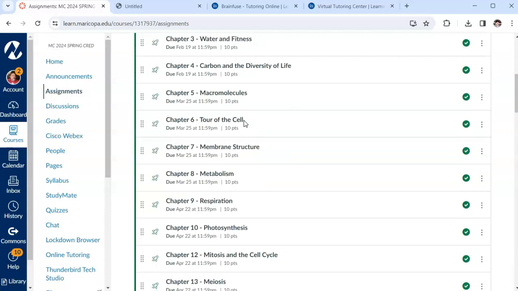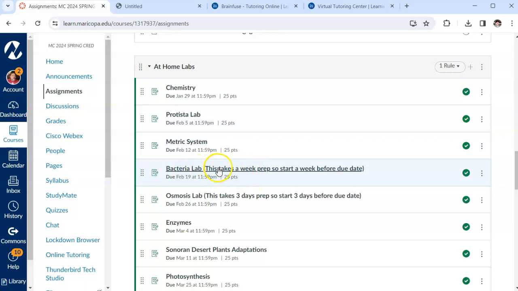So make sure that you read ahead. Like this bacteria lab takes a week to prep. So if it's due on February 19th, you have to start that on February 12th, or you're going to run out of time because it takes a week for the bacteria to grow. Osmosis lab, you have to deshell eggs. So you're going to soak them in vinegar for 3 days. You can't start it on the 26th. You have to start it on the 23rd, right?